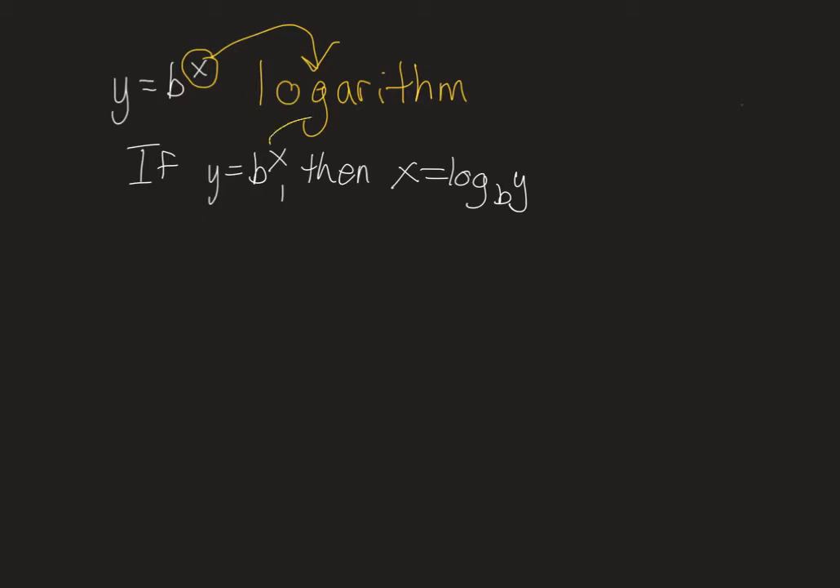The exponent is the logarithm. It moves to the left. x equals everything else. The base b moves down here as a subscript following the word log, and y moves out here to the end. And the way we read that logarithm is x equals the log base b of y.